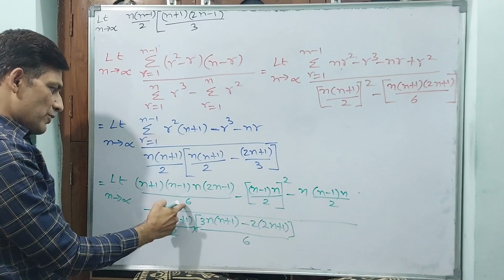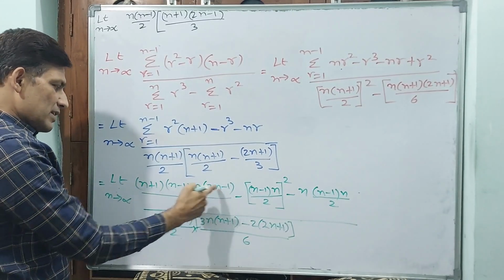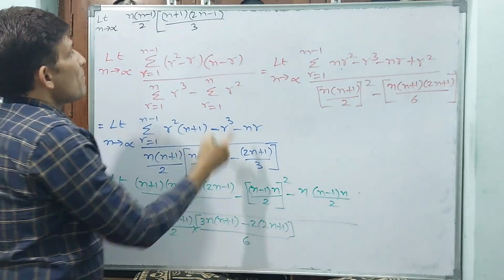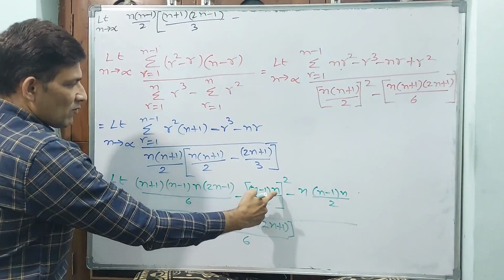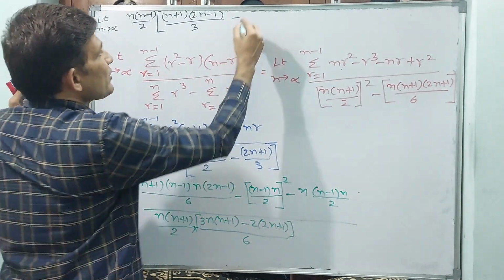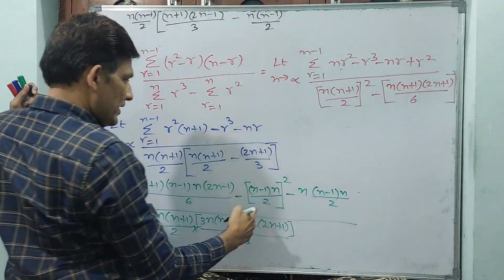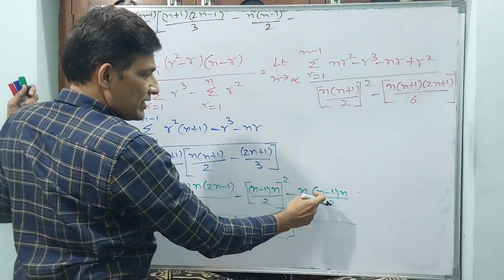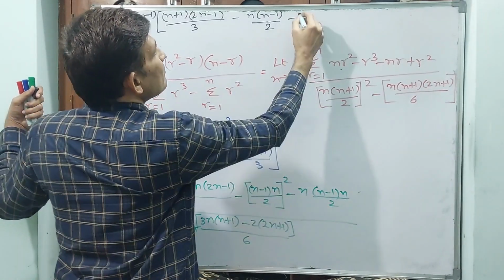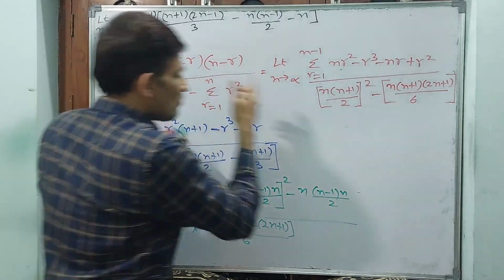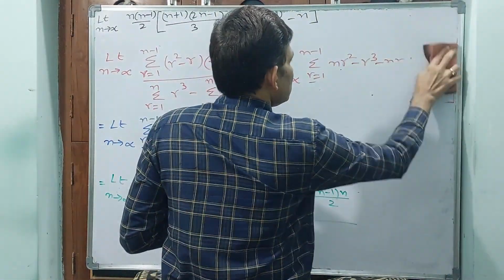n into n minus 1 by 2 gone. n plus 1 into 2n minus 1 by 3. Why? Because see, 2 is there, 2 into 3, 6. Okay, this is first term. Minus second term: 1 n into n minus 1 by 2 gone, 1 n into n minus 1 by 2 will come. Okay, this is second term. Minus, see, here n into n minus 1 by 2 gone, only n will come. Okay, close this bracket. Okay, I am removing this red color also.